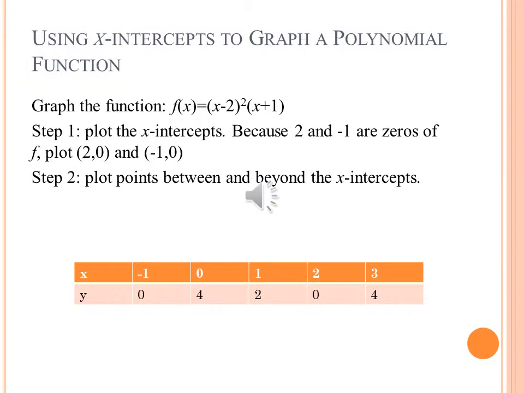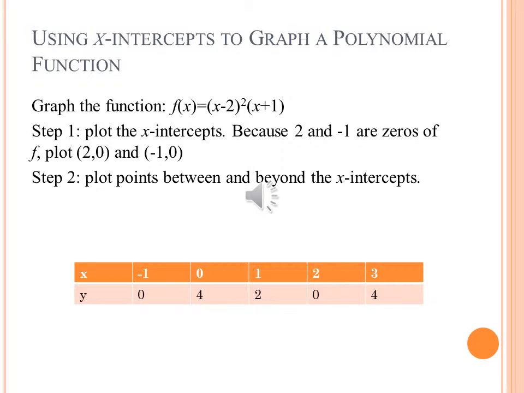In example 1, I'm going to be using x-intercepts to graph a polynomial function. The function I'm going to graph is f of x equals, in parentheses, x minus 2 squared, and in parentheses, x plus 1. The first step is to plot the x-intercepts. Because 2 and negative 1 are zeros of f, I'm going to plot the point (2, 0) and the point (negative 1, 0). My second step is plotting points between and beyond the x-intercepts.